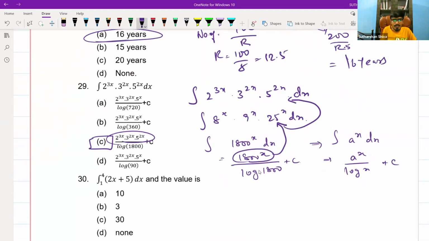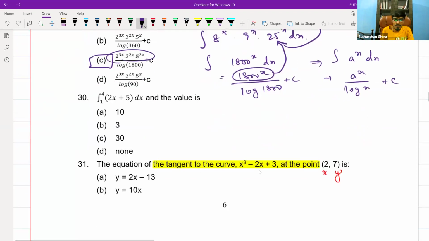If this sum comes, you can just do it orally. Take a calculator. 2 cube, you should know it in your memory. 2 cube is nothing but what? 8. 3 square is nothing but what? 9. 5 square is nothing but what? 25. We will find out 1800x. We know the formula. 1800 power x into dx is known as 1800 power x divided by log 1800. Then we will easily find out the value.